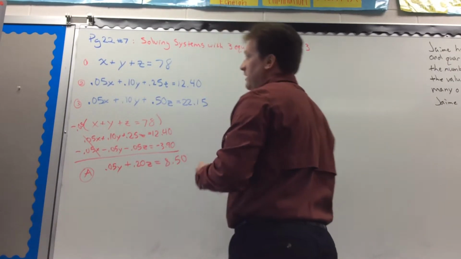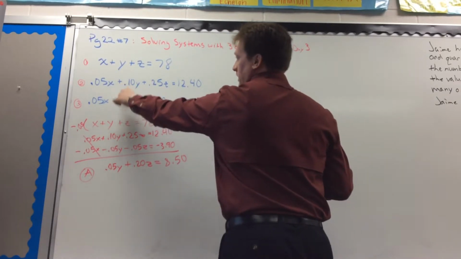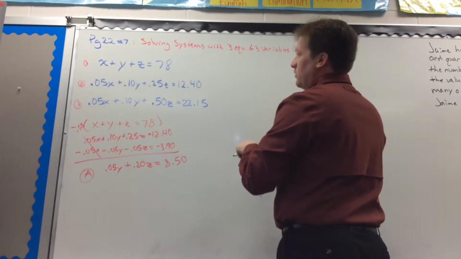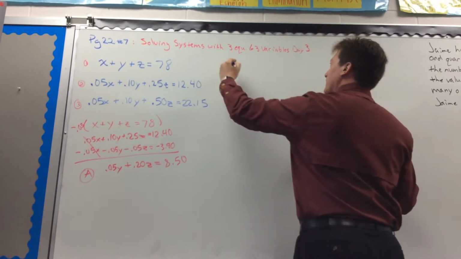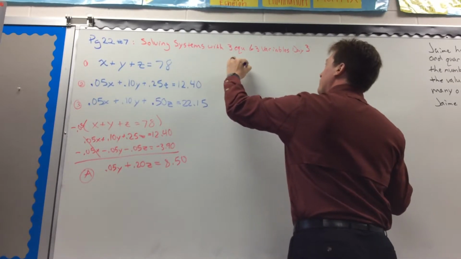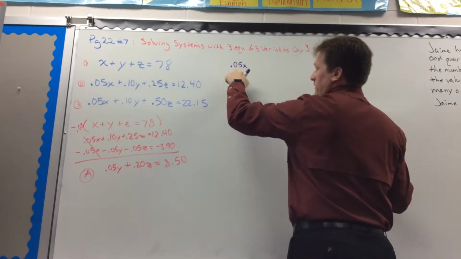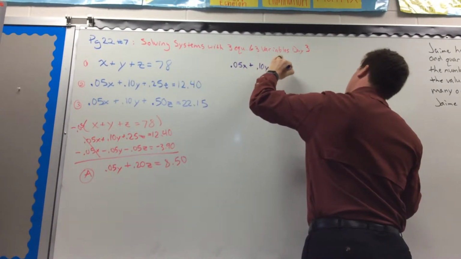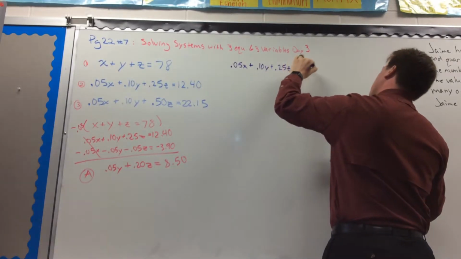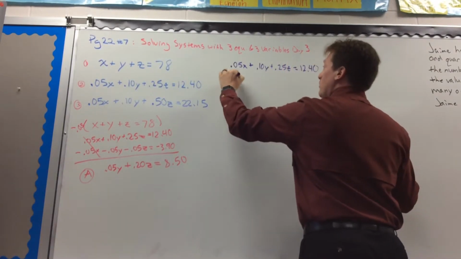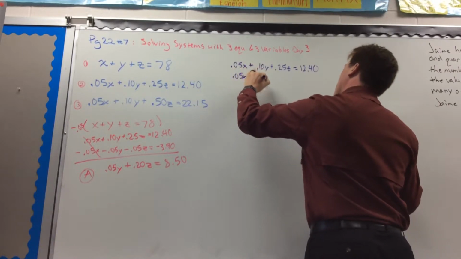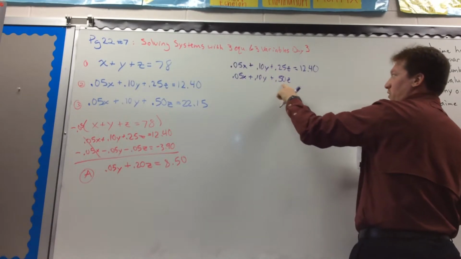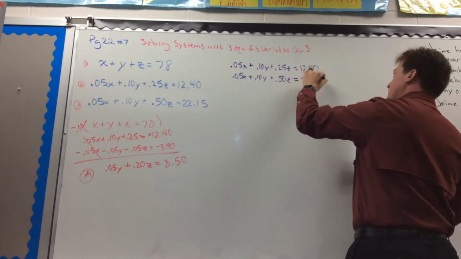Trying to find equation B by using equations 2 and 3 to eliminate x's. So here, with equations 2 and 3, we've got 0.05x plus 0.10y plus 0.25z is equal to 12.40. And then I have the same thing, 0.05x plus 0.10y plus 0.50z, because this equation tells me I've doubled my quarters, is equal to $22.15.